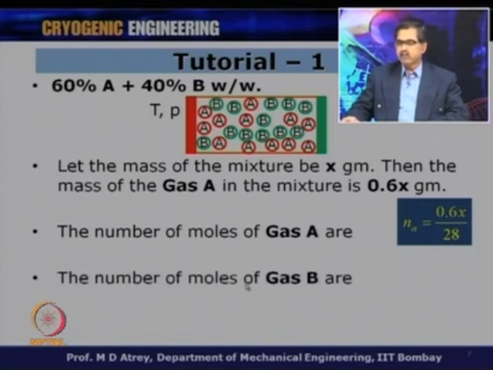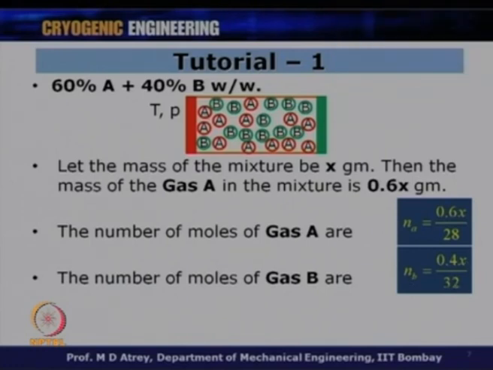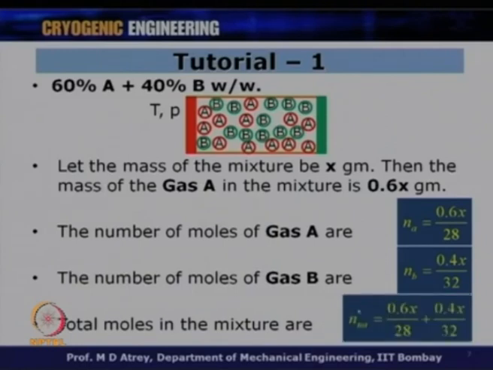Similarly, the number of moles of gas B will be Nb is equal to 0.4 x upon 32. 0.4 x is nothing but 40% by weight of the mixture. So, 0.4 x upon 32 will be the number of moles of gas B. So, the total moles in the mixture are Na plus Nb is equal to N total is equal to 0.6 x upon 28 plus 0.4 x upon 32. It's clear, this is N total.